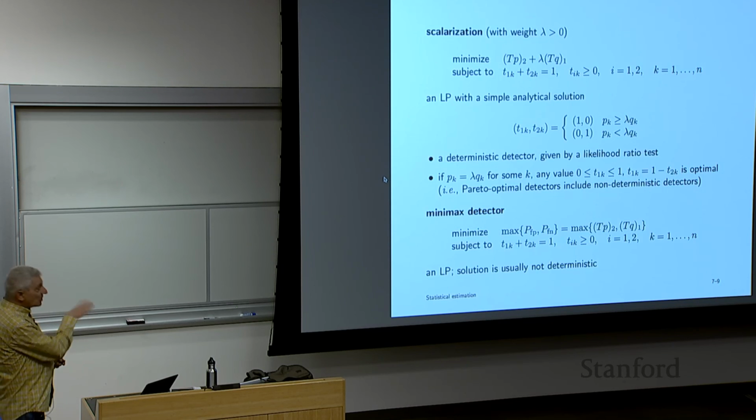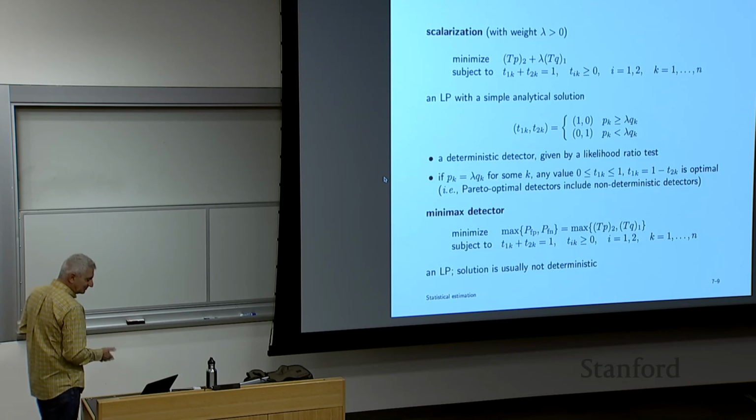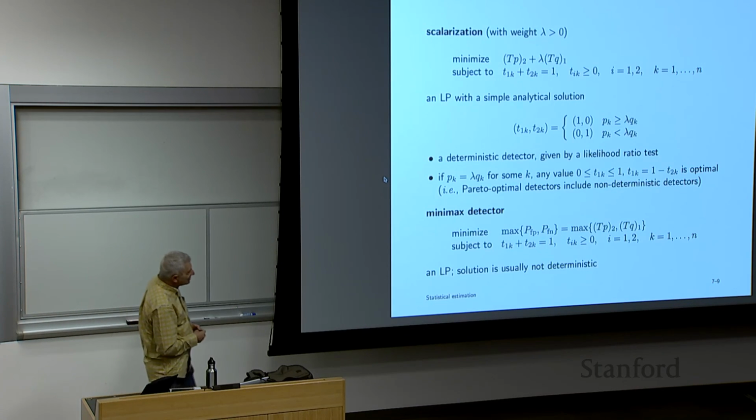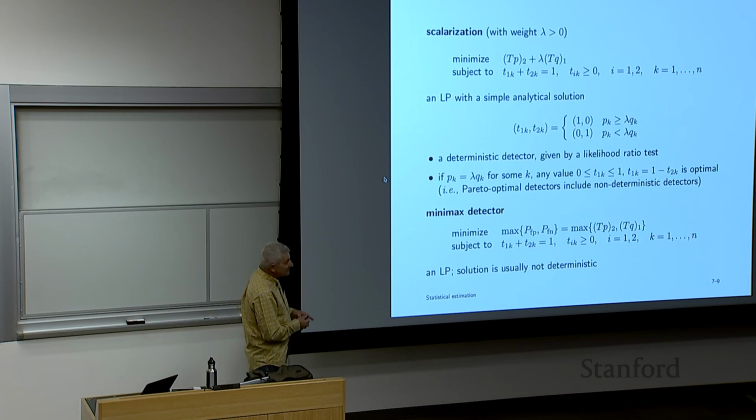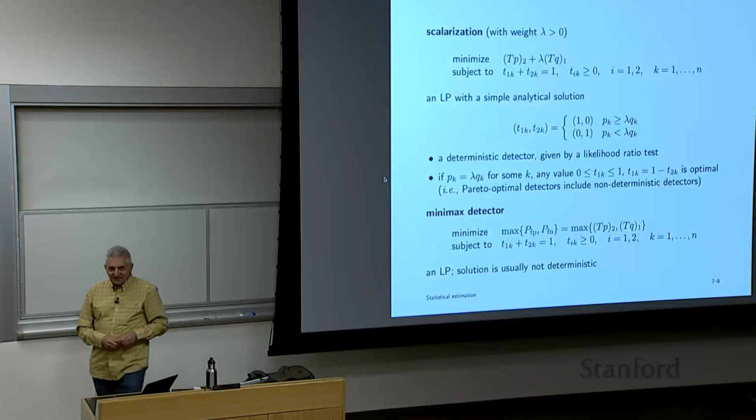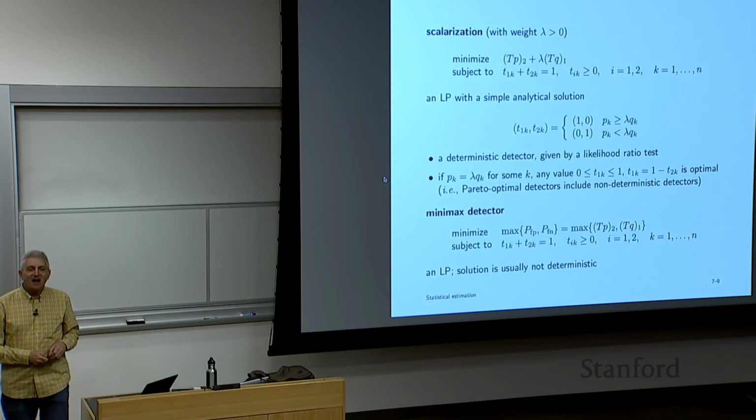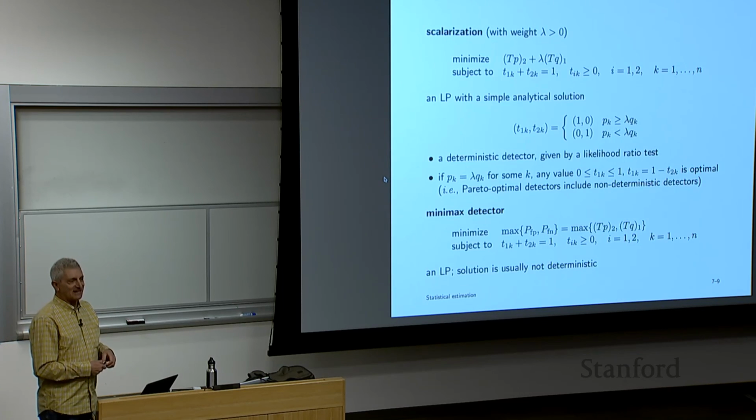Now, those are deterministic detectors. But you could do other stuff. Like you could say, actually, here's what I care about. I want to minimize the probability of being wrong, right? And so there you're minimizing the max of these two things. That's an LP, and it usually ends up not being a deterministic detector.